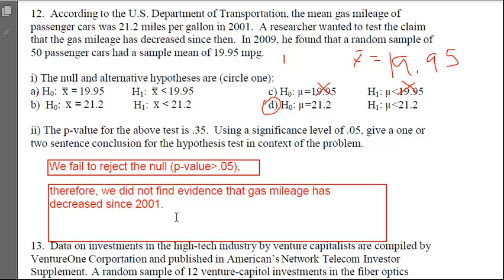Okay, so notice what I did here. We're looking for evidence to test the claim that the gas mileage has decreased. If you don't reject the null, then you don't find that evidence. If you do reject the null, then you find that evidence. So because we didn't reject the null, I just insert "did not" rather than "did." If you don't reject the null, then you don't find that evidence.